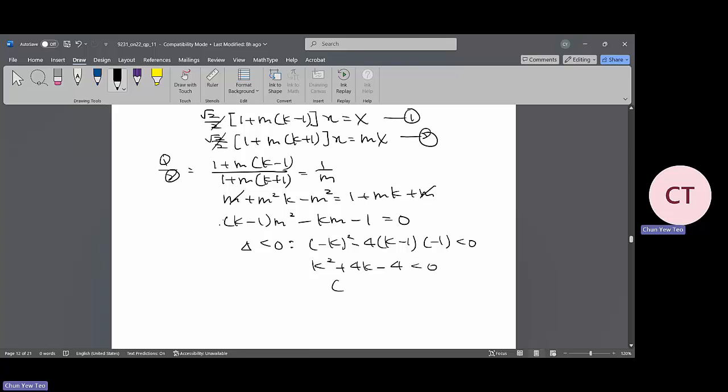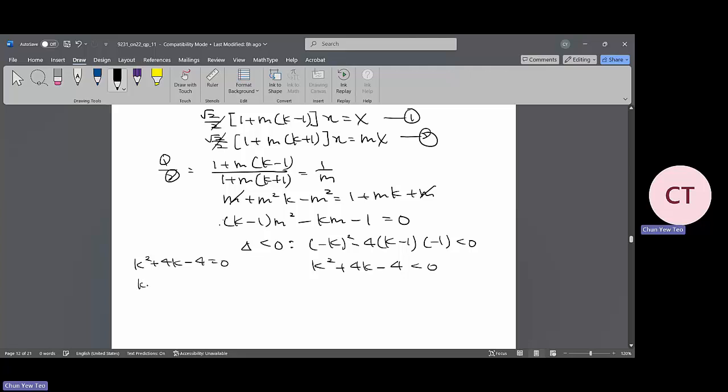Factorize it. We're not able to factorize it. Sorry, I thought we can factorize it. So we're not able to factorize it, then we have a problem. How do we solve this inequality? So over here, we just write it like this.